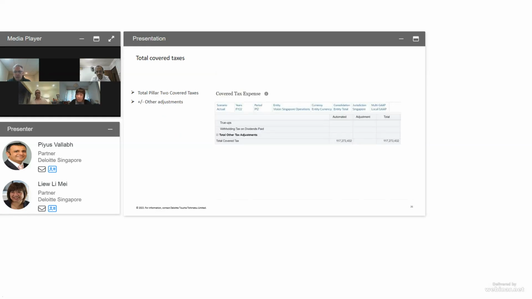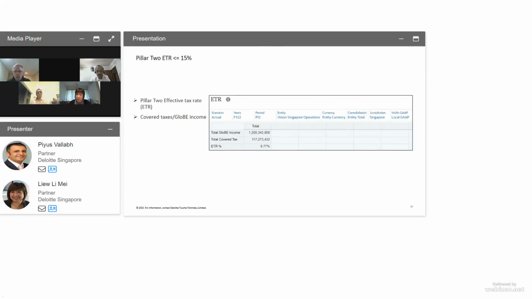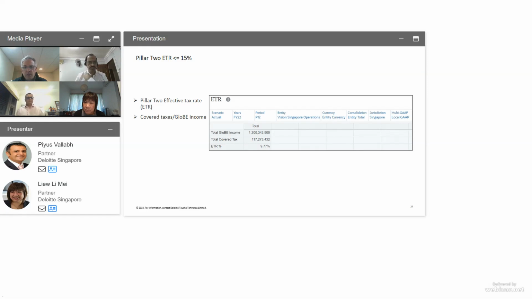And now here we're pulling together all the totals. We're pulling together the current tax, deferred tax, and then any other adjustments. And you can see the 117 million. Let's go to the ETR calculation in the next slide. Okay, so for Vision Singapore Operations, we had 1.2 billion in globe income and 117 million in total covered tax, for an ETR for this entity of 9.77%. So let's go to the next slide.